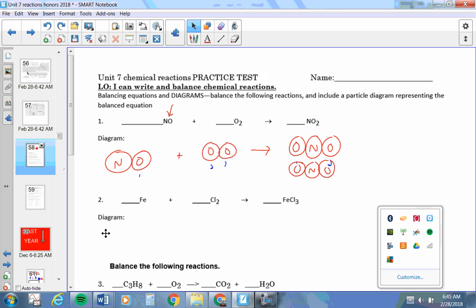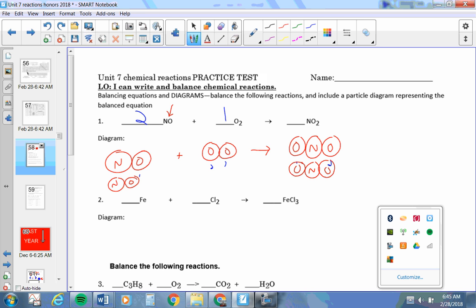But what I need to do, like I have 4 on the right side, but I only now have 3 on the left side. That's okay because I also have 2 N's on the right. I'm going to come over here and make another N and another O. Now when I count it all up, I see 2 N's on the left, 2 N's on the right. And I see 4 O's on the left and 4 O's on the right. That's balanced.